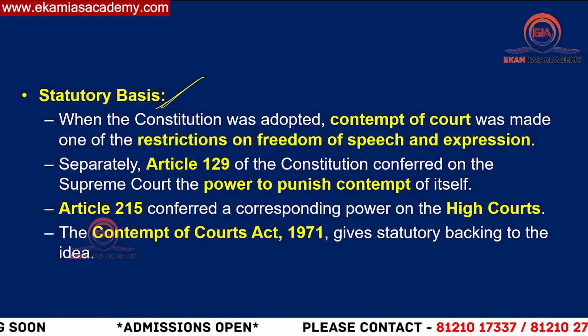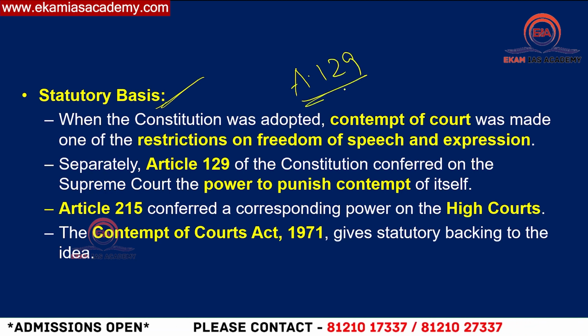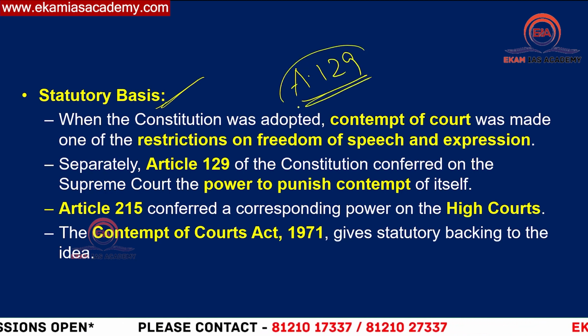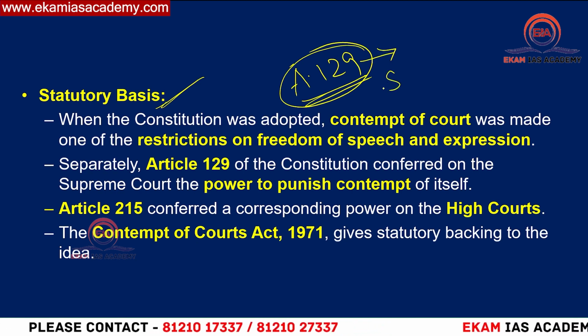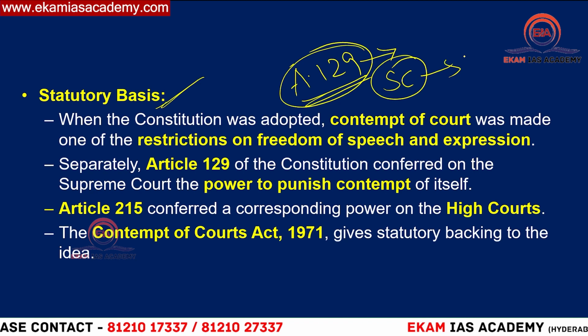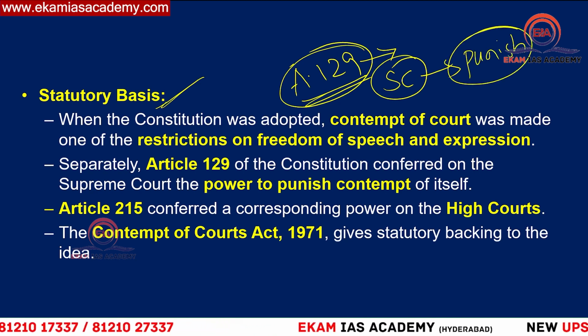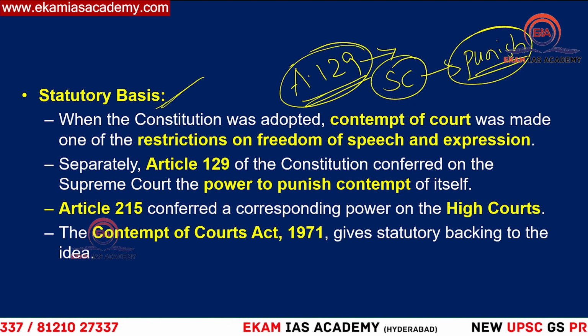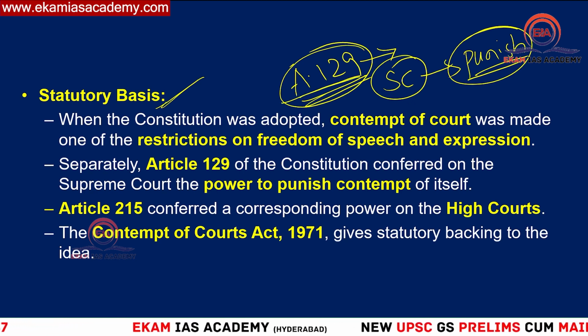As for the statutory basis, it is directly there in the Constitution under Article 129 of the Indian Constitution. Article 129 says the Supreme Court has the power to punish for its contempt. In case contempt of court is observed, the Supreme Court has the powers to punish for contempt of court. That is there in Article 129.